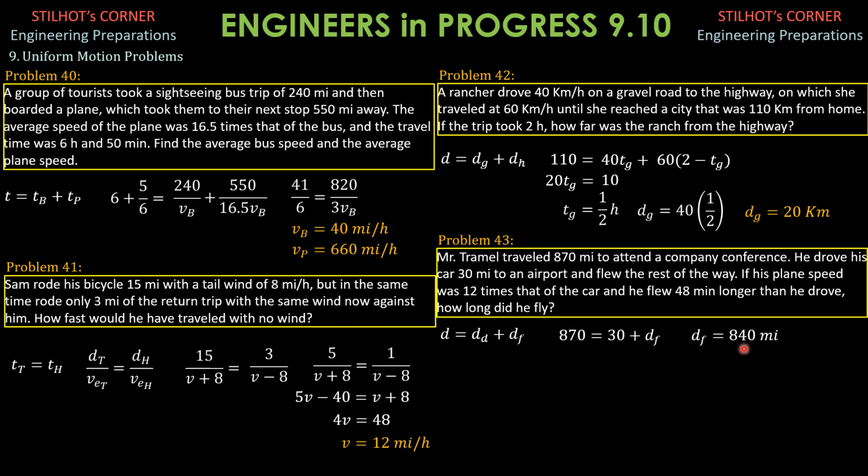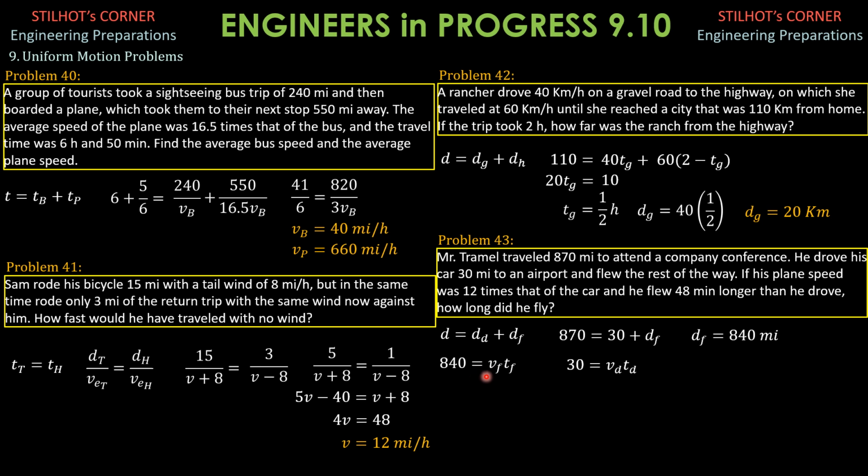And 840 equals speed of the plane times travel time flying. And also 30 miles is equal to the average speed of driving the car times the travel time of driving the car. So V sub d times T sub d.